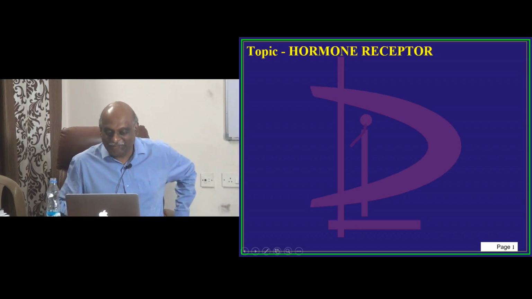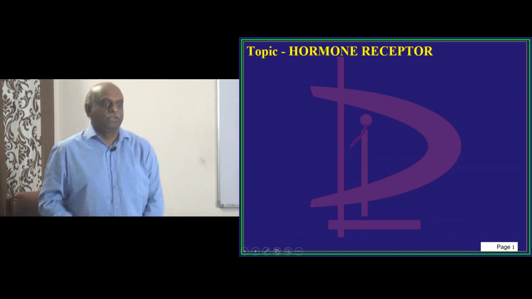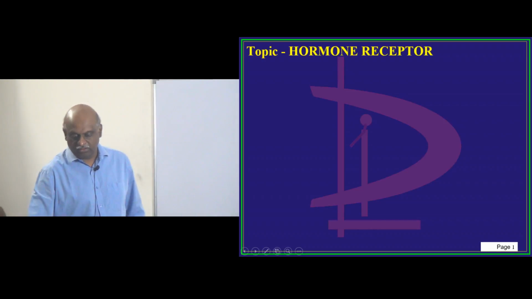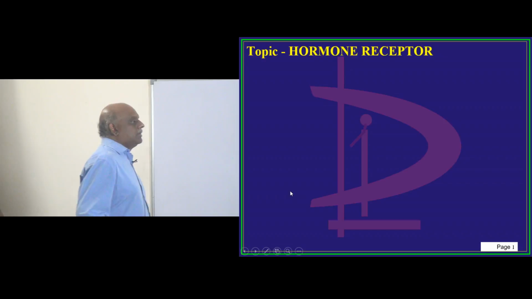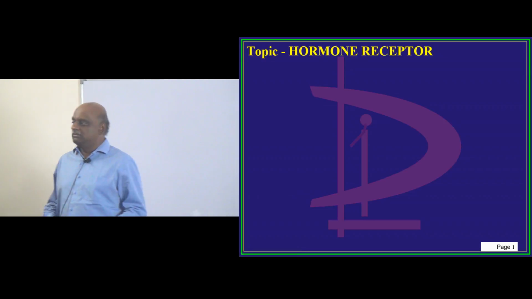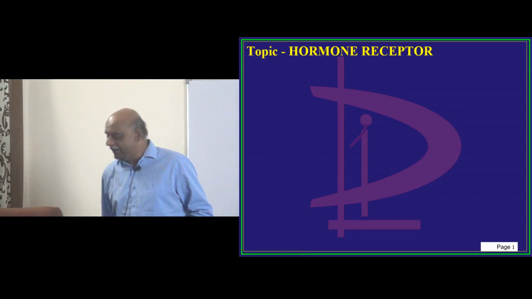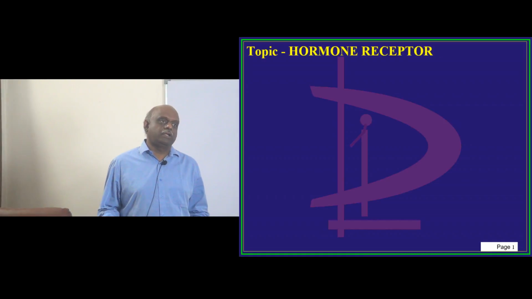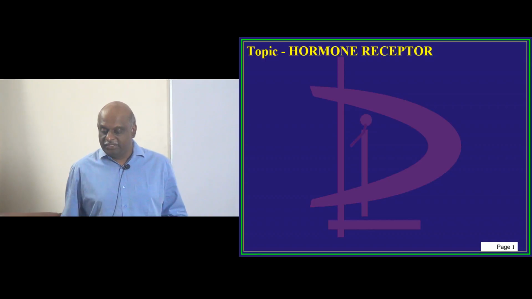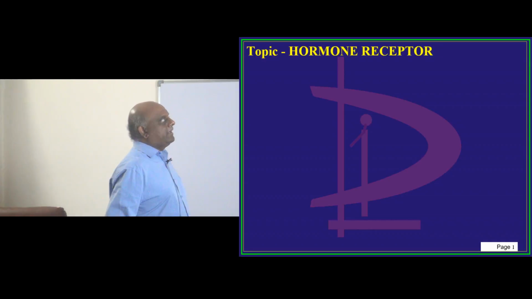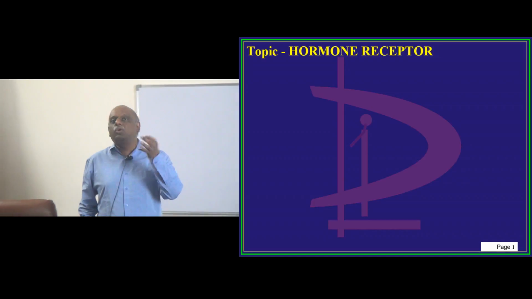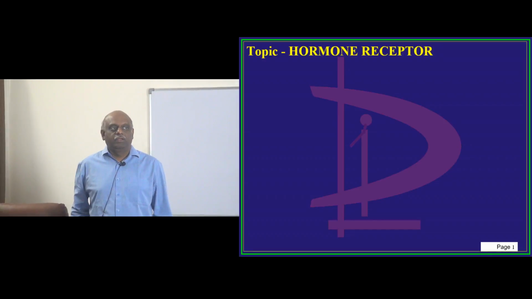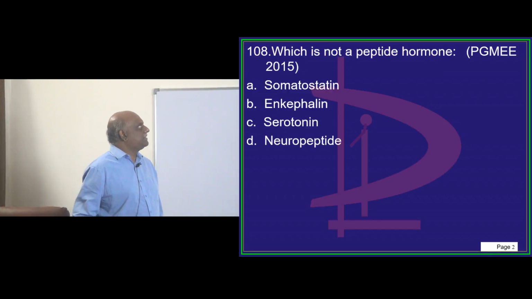Okay. So, let's start today's class. We had been discussing the high yield topics. 65 high yield topics are there in physiology, from which you get 10 to 15 questions. Today's topic is hormone receptors. Based on the NEETPG questions, let us see what the examiner is expecting from us.